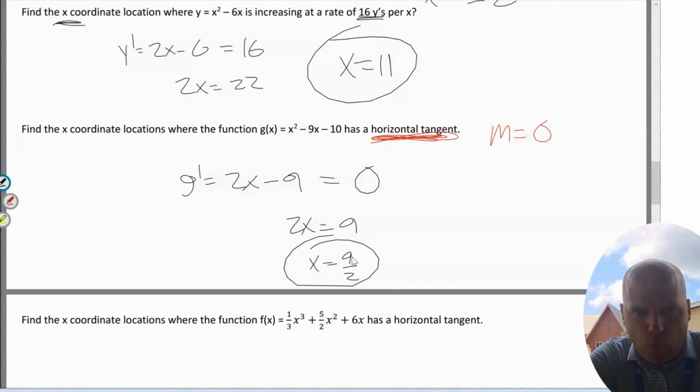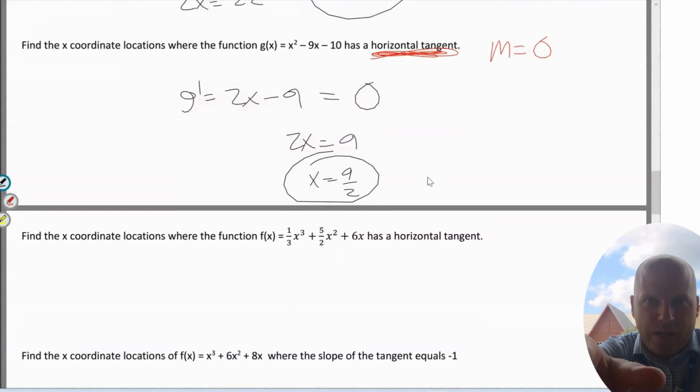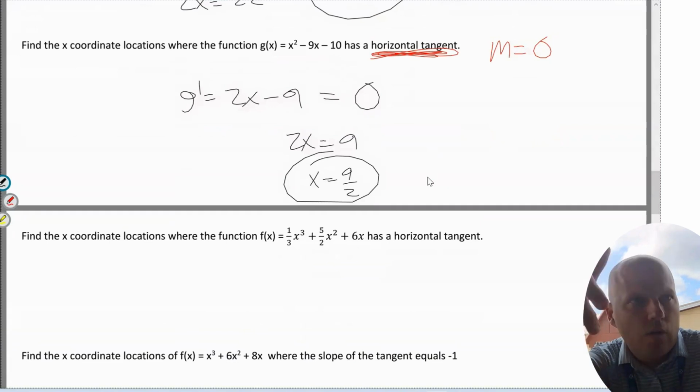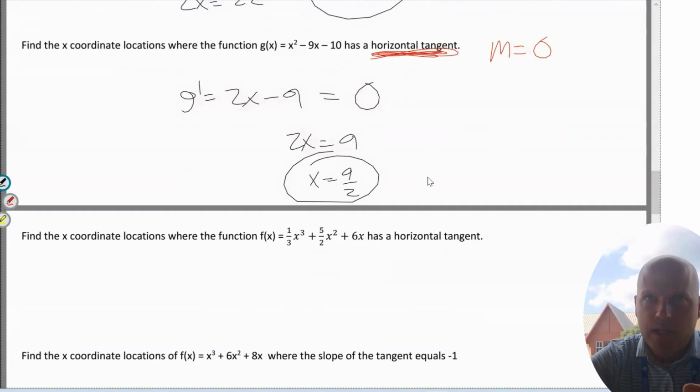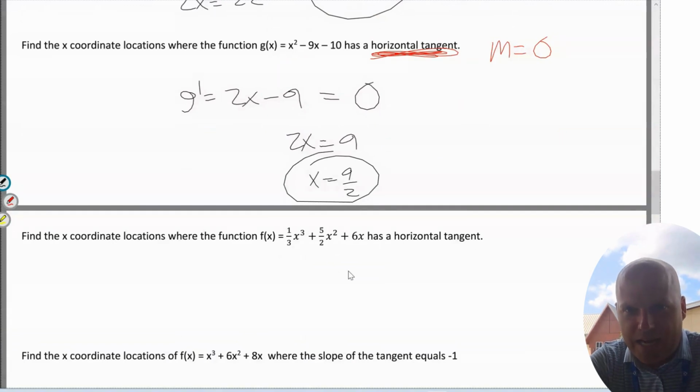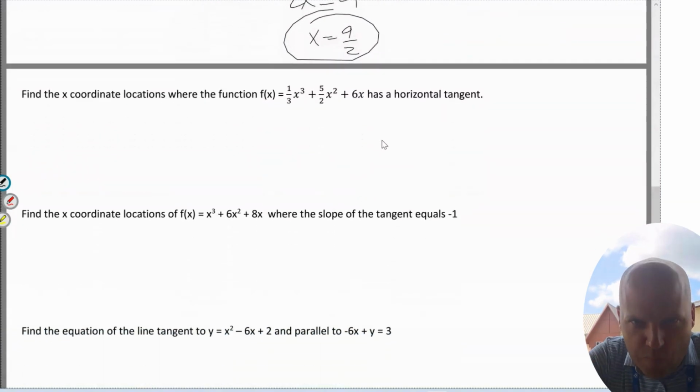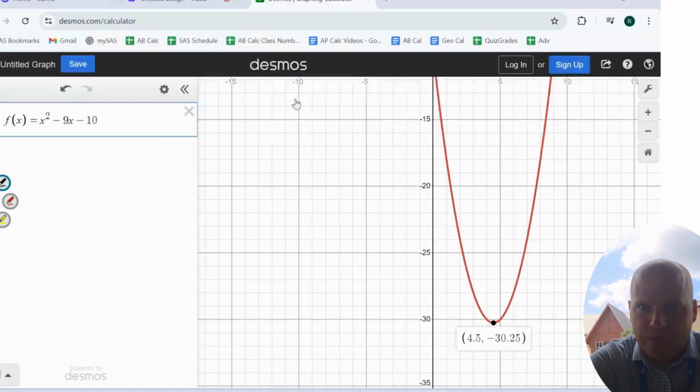4.5. Now, you could have actually done that remembering the quadratic formula and negative b over 2a. You could have done negative b over 2a and got 9/2. But there was no formula for finding the locations of like the humps of a cubic. So this is a great question.